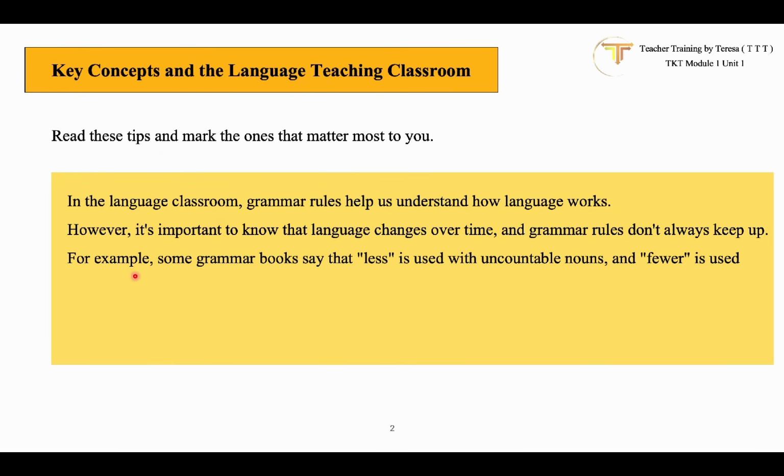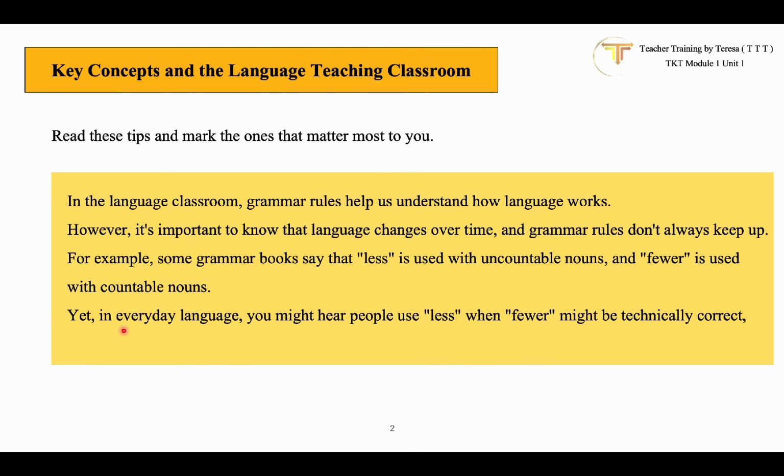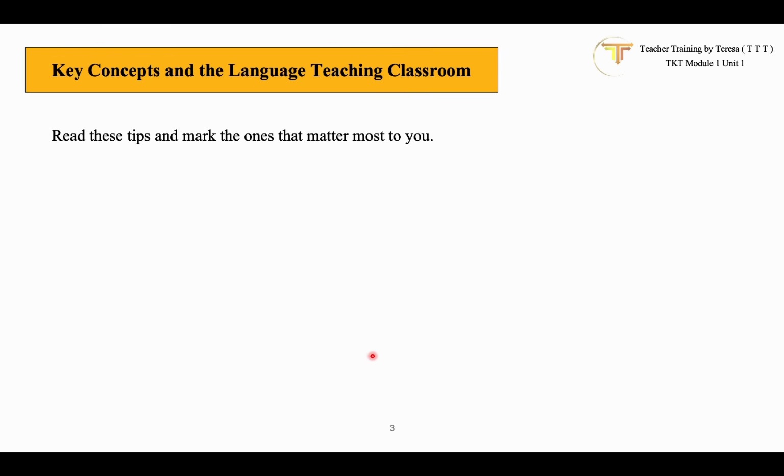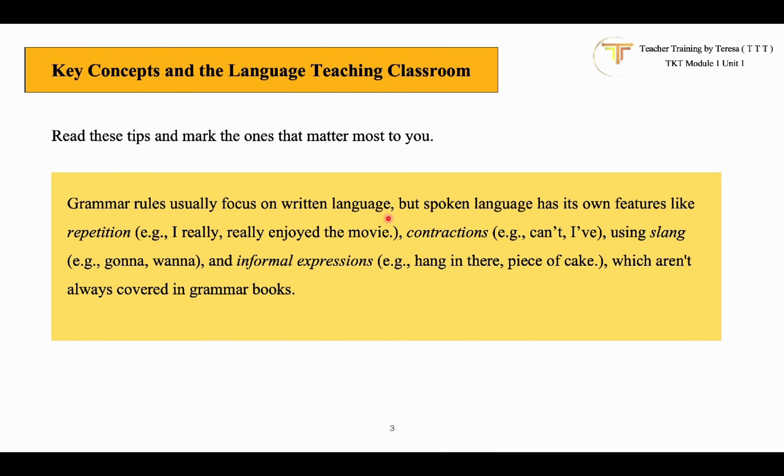For example, some grammar books say that "less" is used with uncountable nouns and "fewer" is used with countable nouns. Yet, in everyday language, you might hear people use "less" when "fewer" might be technically correct, such as "less people" instead of "fewer people." Grammar rules usually focus on written language, but spoken language has its own features like repetition.